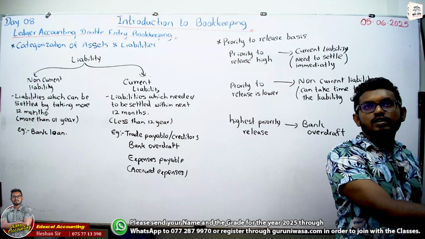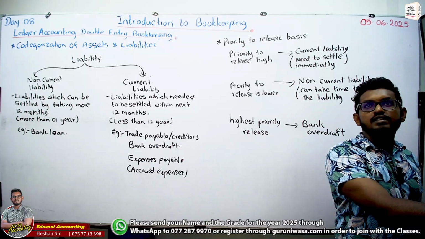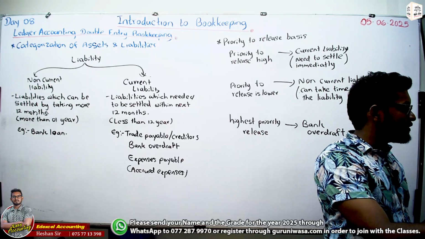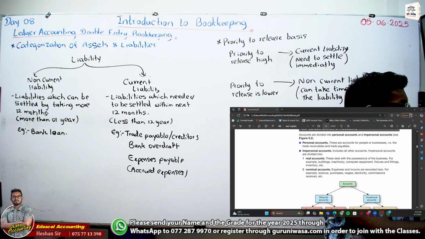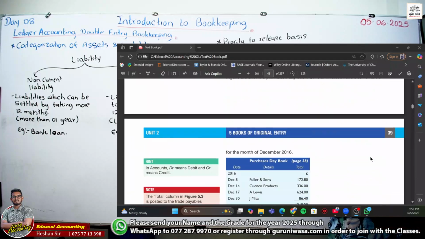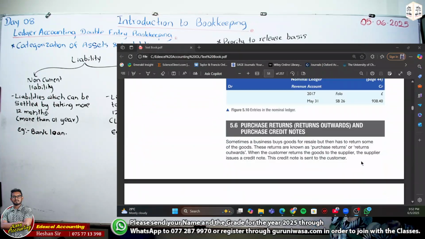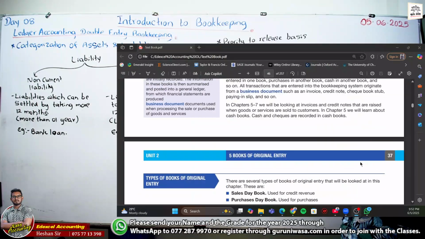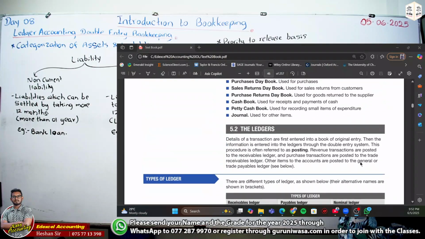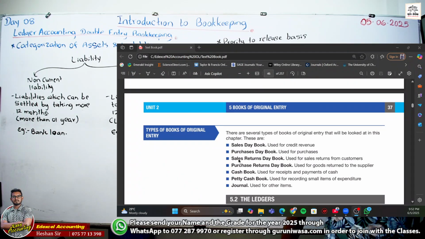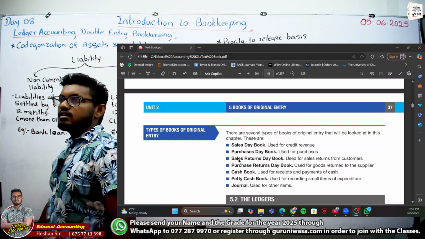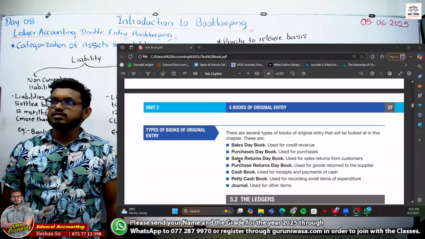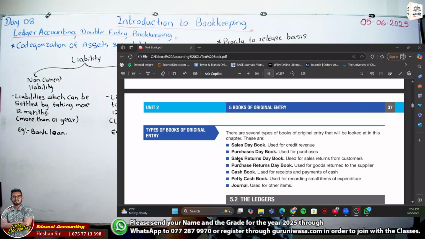Now out of the accounting elements, we just finished two things, assets and liability. Before that, look here. Hope you can see the PDF, right? In the PDF I discussed up to the prime entry, the books of original entry. There are 7 books of original entries: sales journal, purchase day book, sales return, purchase return day book, cash book, petty cash book, journal.